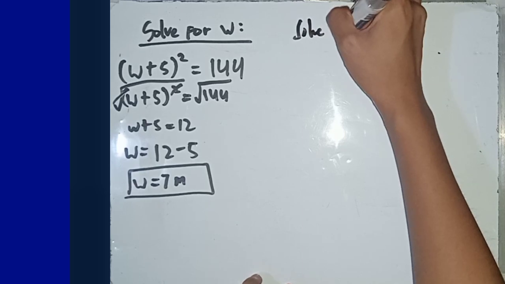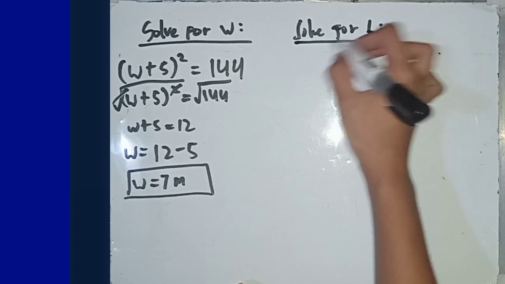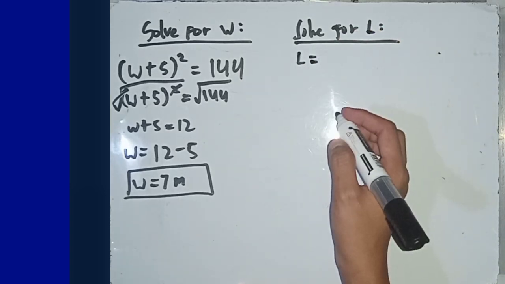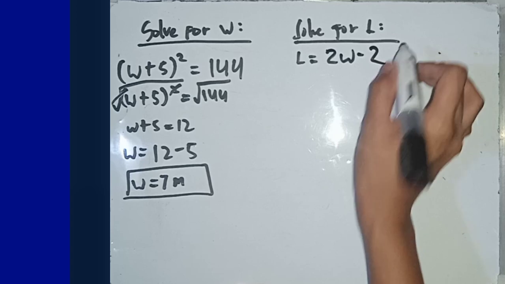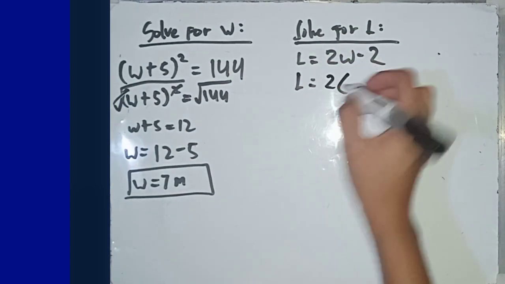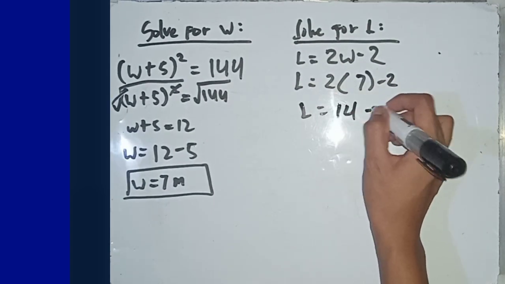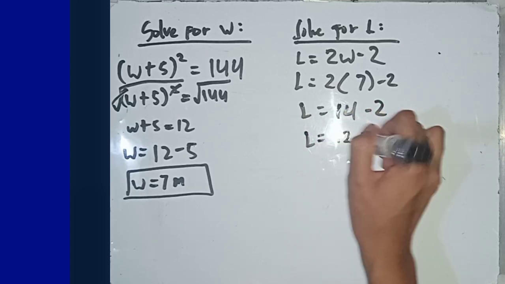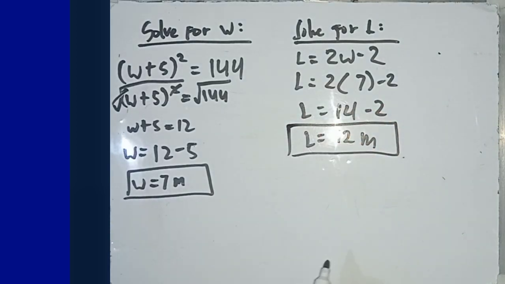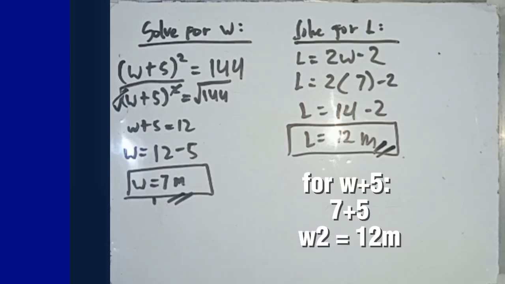So next we will be solving for L, or the length. Okay. So we do have length is equal to 2W minus 2. Let's just substitute the W, or the width, that is 2 times 7 minus 2. So do the math. 2 times 7 is 14, minus 2 would be 12. So length is equal to 12 meters. And for the new width, that would be W plus 5, 7 plus 5, that would be 12 meters.